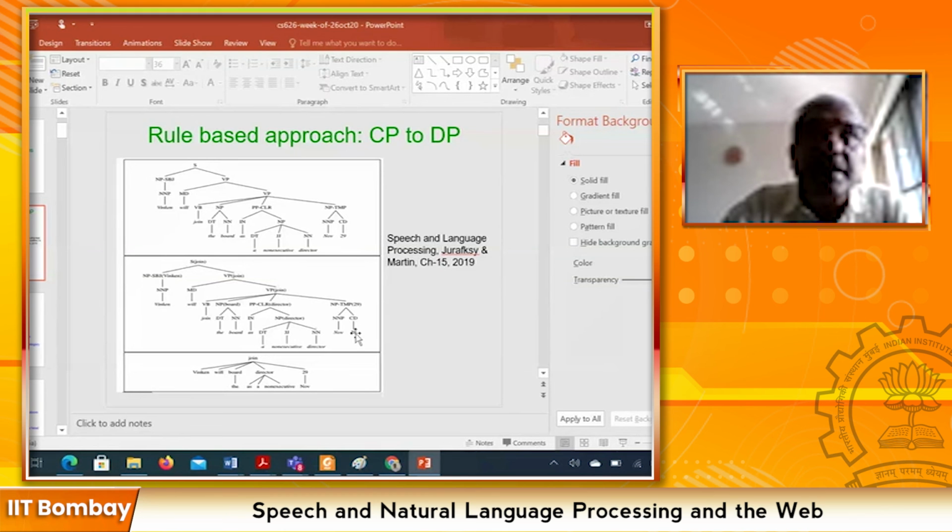And in that case, to be correct, 29th. So then it will not be CD, it will be an ordinal.